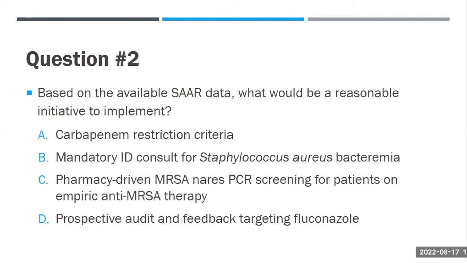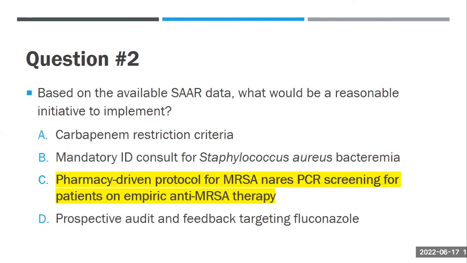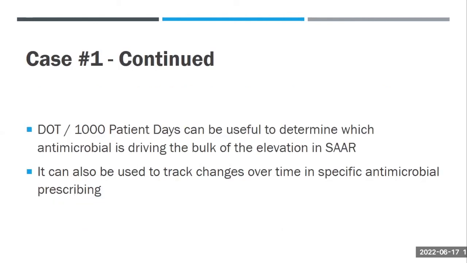C? Yeah, so that's what I would choose as well. So we see that although all of these are reasonable stewardship interventions to pursue, by far the greatest outlier in the data set was going to be your anti-MRSA agents. And so that would be one method, which I think we have a talk on later coming up, to pursue bringing those in line with what would be expected.